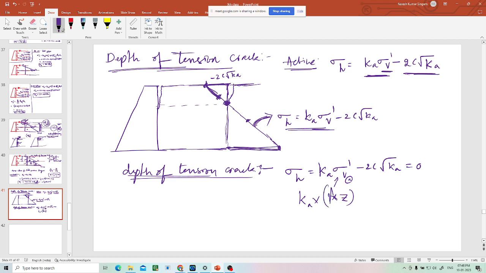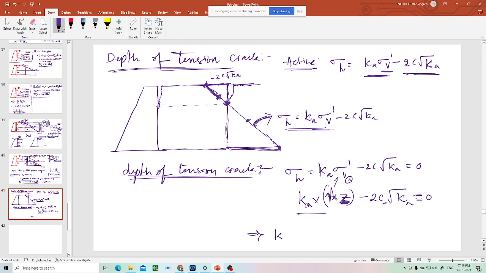Gamma multiplied by z minus 2c root Ka. Here, what is the variable in this total equation? Ka is constant, c is constant, K is constant, gamma is also constant. Only z is varying. As z progresses, you will get different earth pressures. So at one particular z, this total value becomes 0. So now I just equated it to 0.